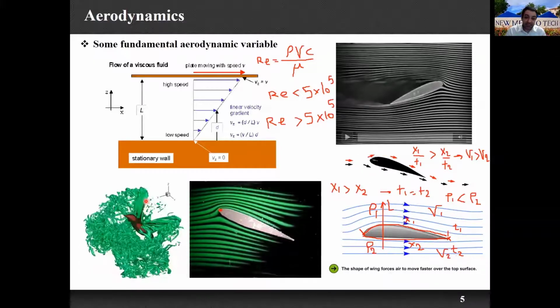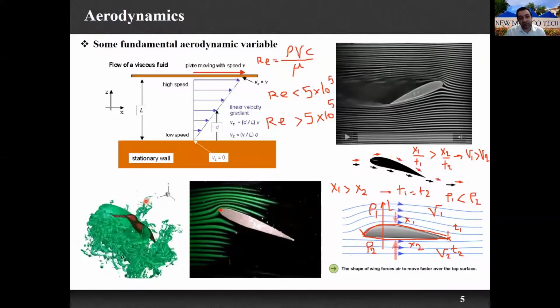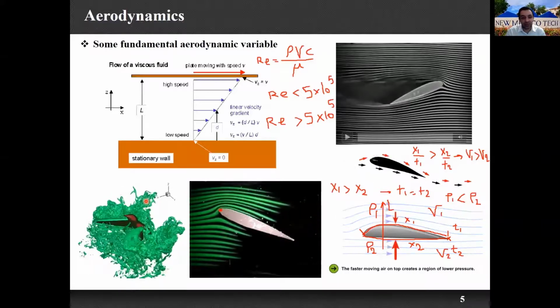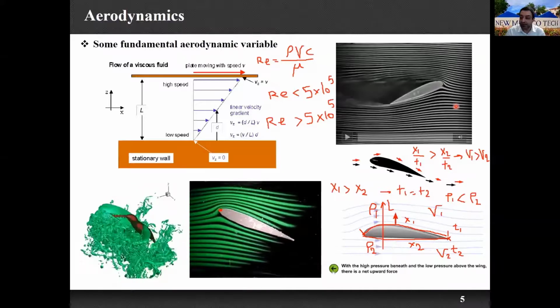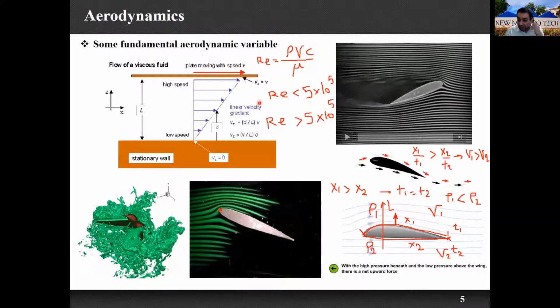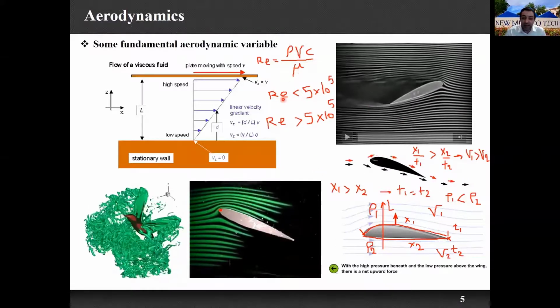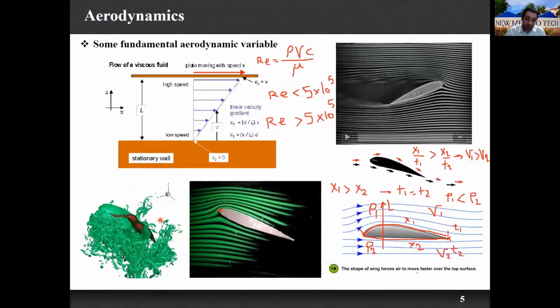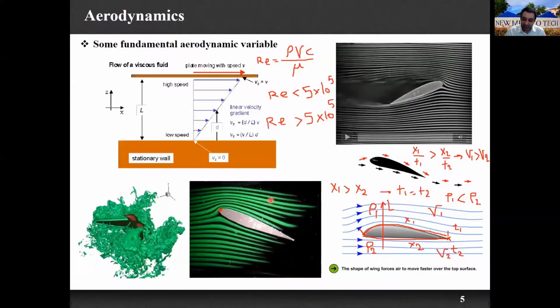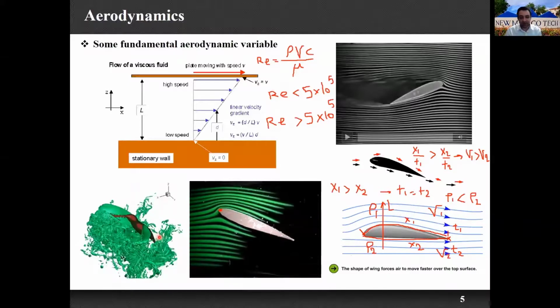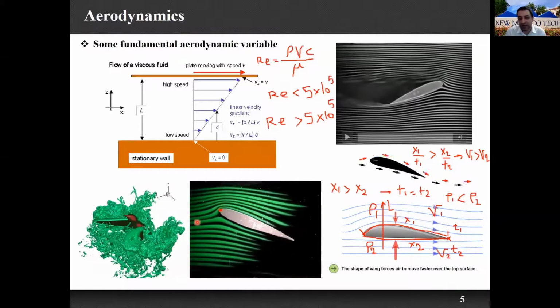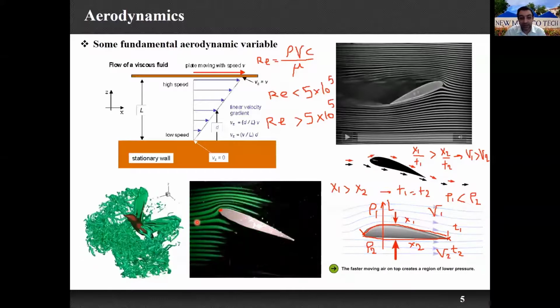The classification can be based on the Mach number: subsonic, transonic, supersonic, and hypersonic. It can be based on laminar or turbulent flow, as we showed in these two pictures, based on the Reynolds number, and based on time, which can be steady. As you can see, this is a steady flow, and this is an unsteady flow. This is just some basic information about aerodynamics.